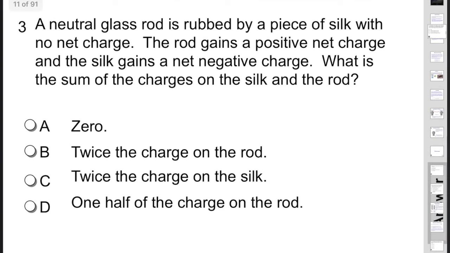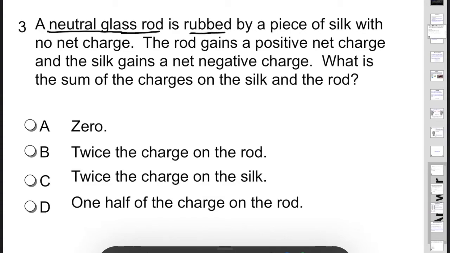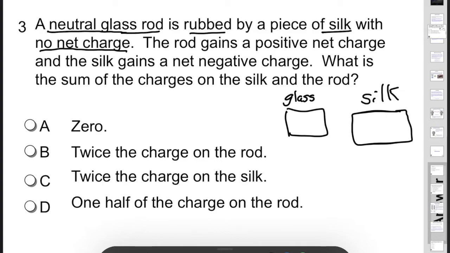Now, last problem here. We have a neutral glass rod. It's rubbed with a piece of silk with no net charge. No net charge means that the silk has the same quantity of positive and negative, and also the glass. Let's see, we have here the glass, here the silk. Now, both are what? Neutral.